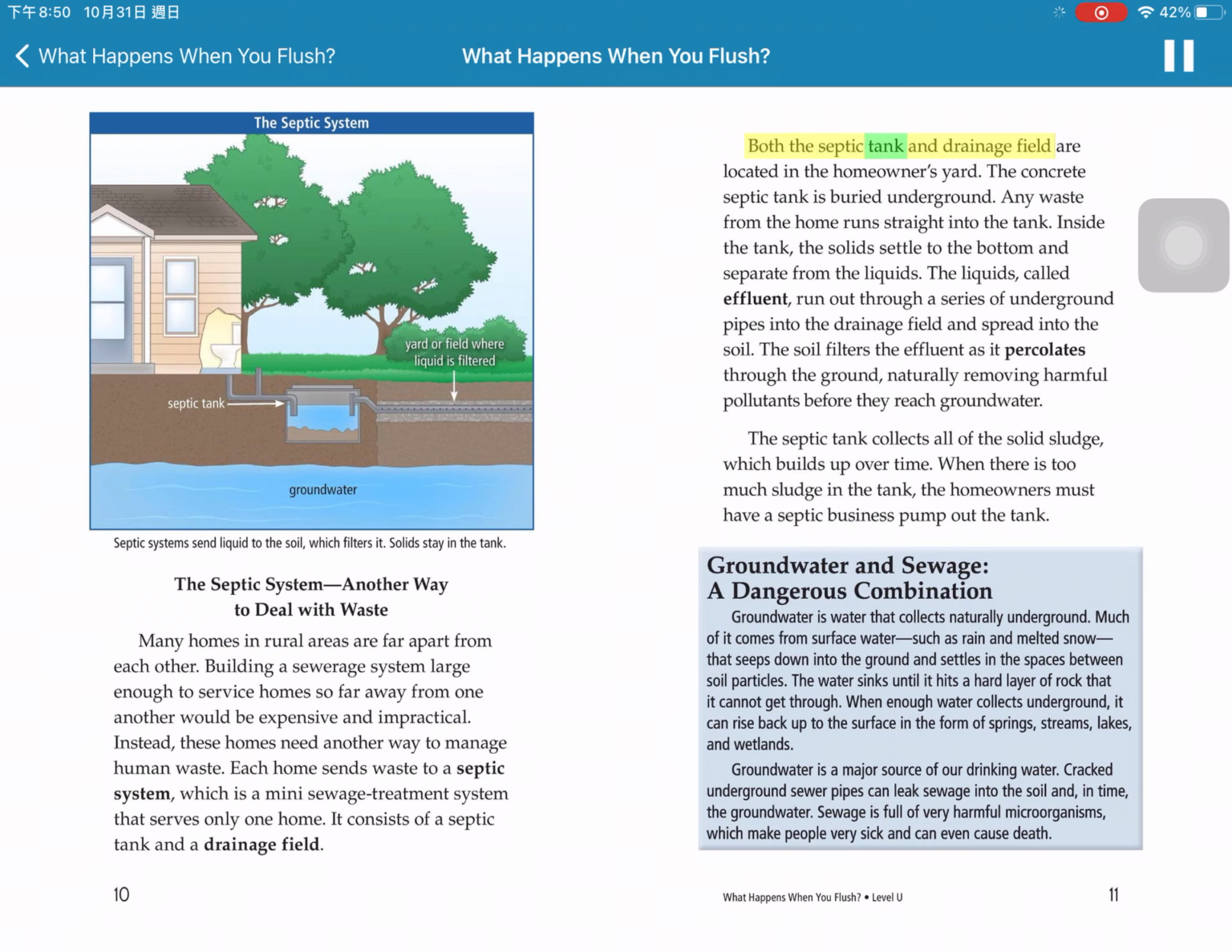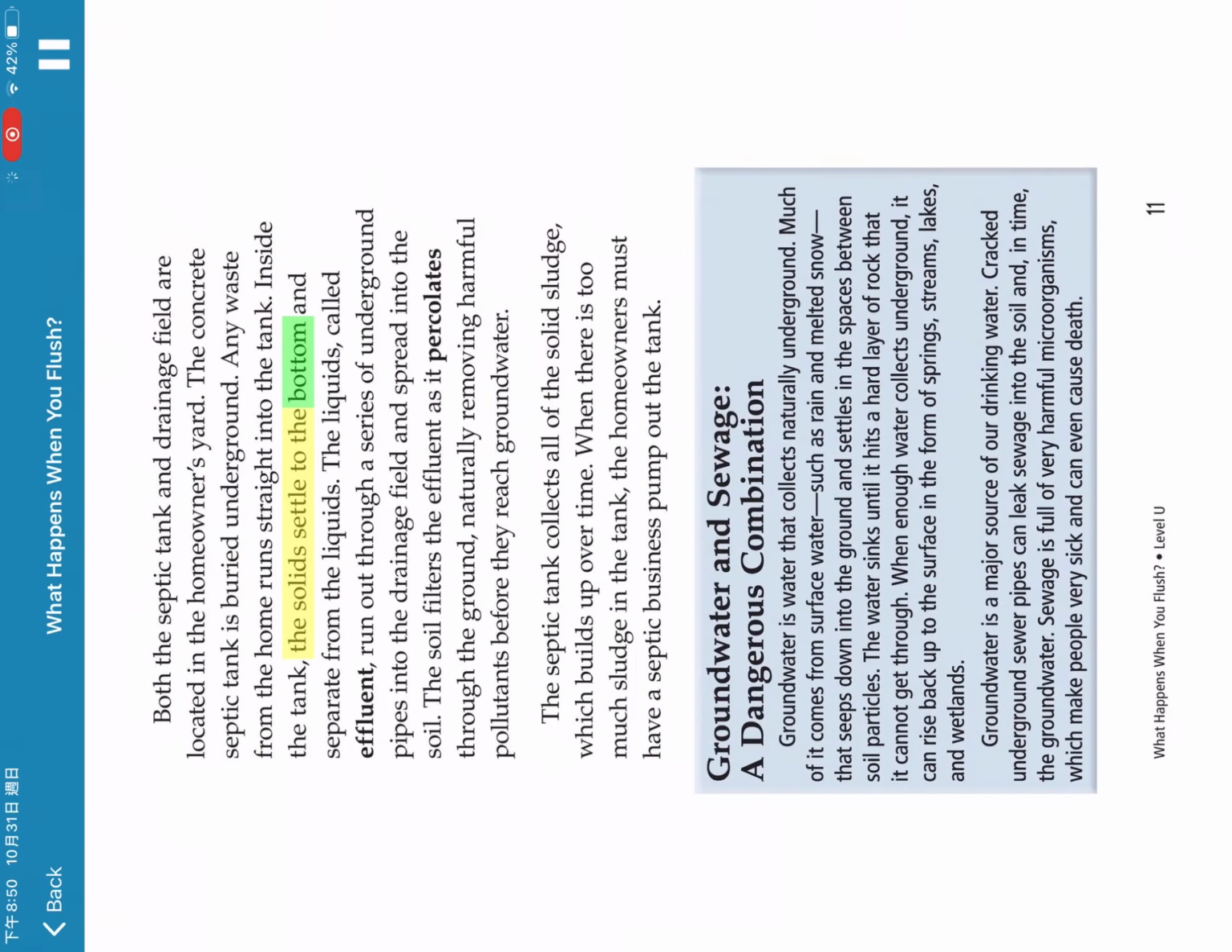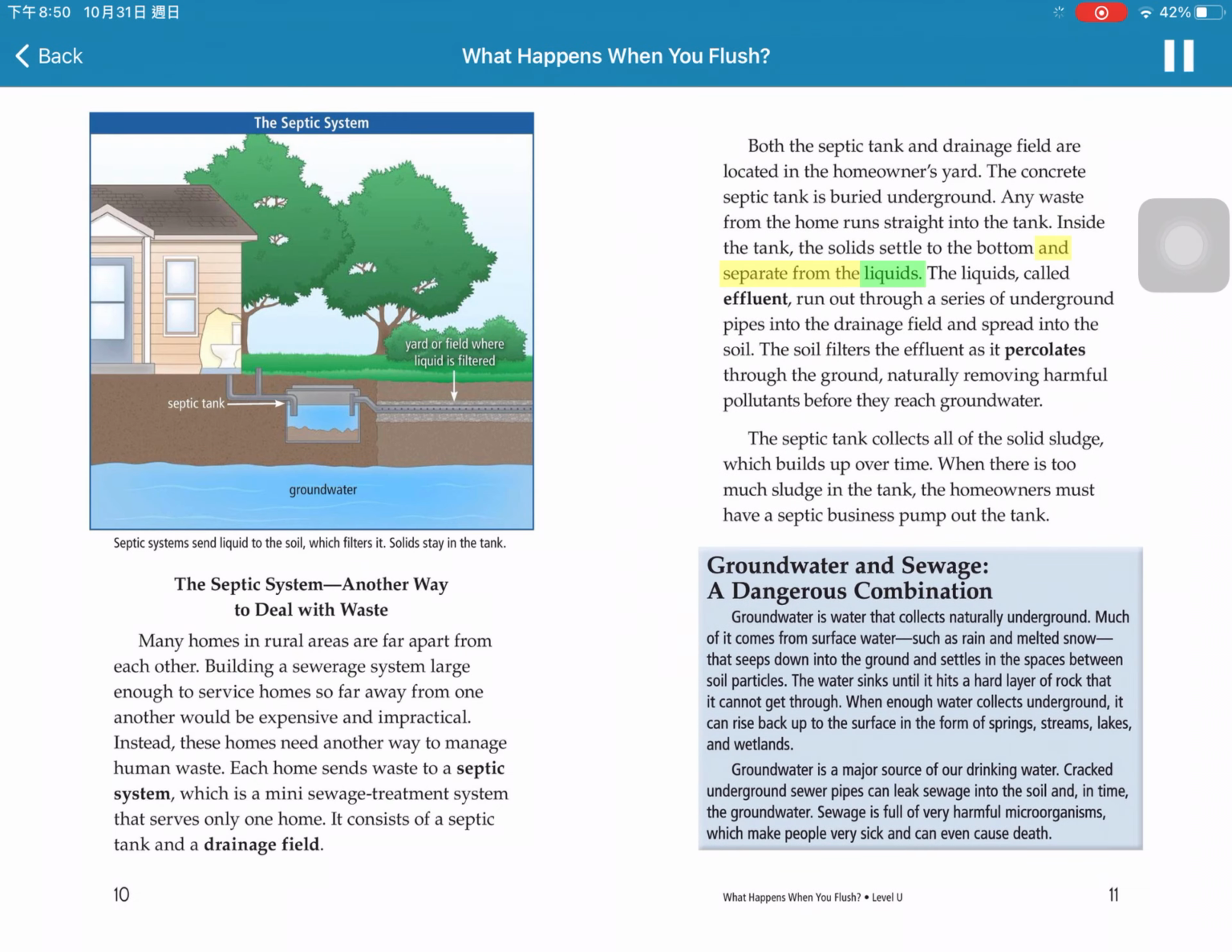Both the septic tank and drainage field are located in the homeowner's yard. The concrete septic tank is buried underground. Any waste from the home runs straight into the tank. Inside the tank, the solids settle to the bottom and separate from the liquids. The liquids, called effluent, run out through a series of underground pipes into the drainage field and spread into the soil. The soil filters the effluent as it percolates through the ground, naturally removing harmful pollutants before they reach groundwater.